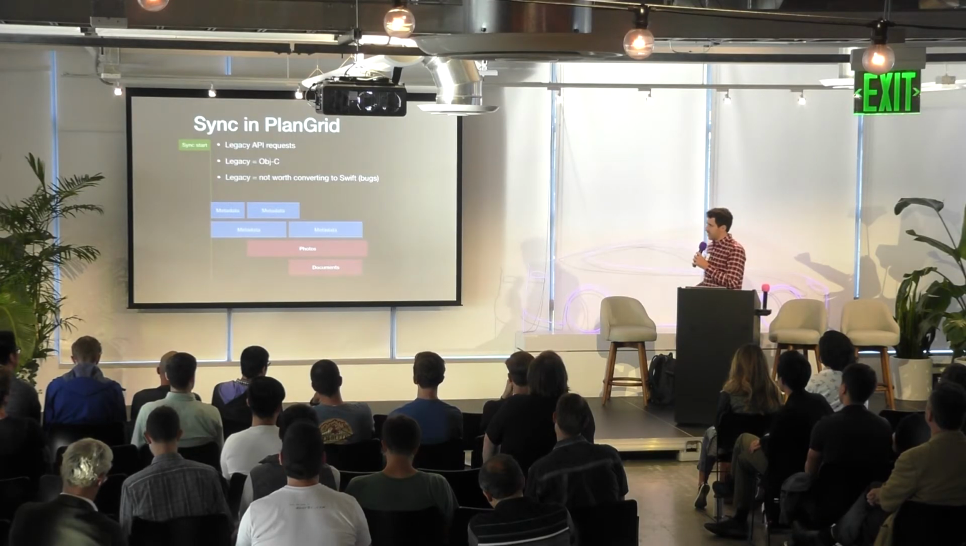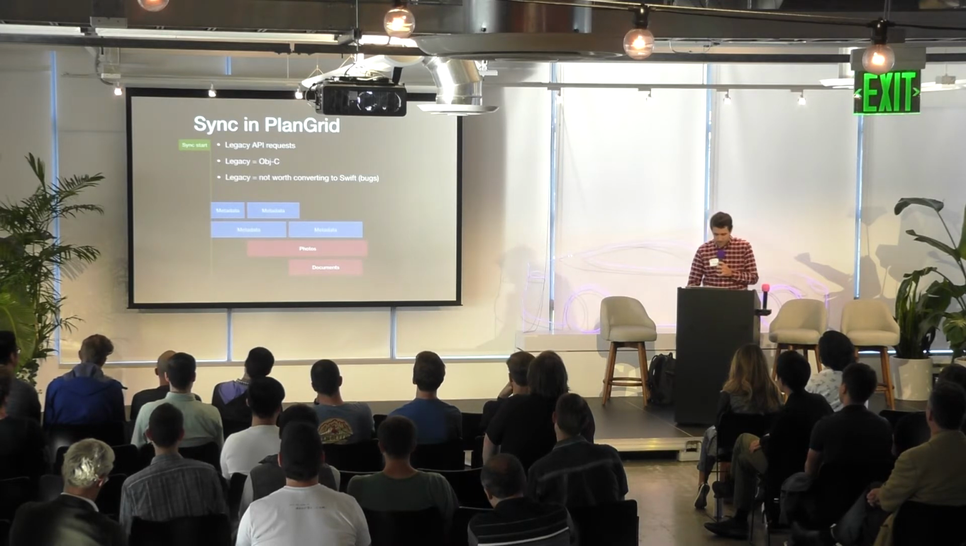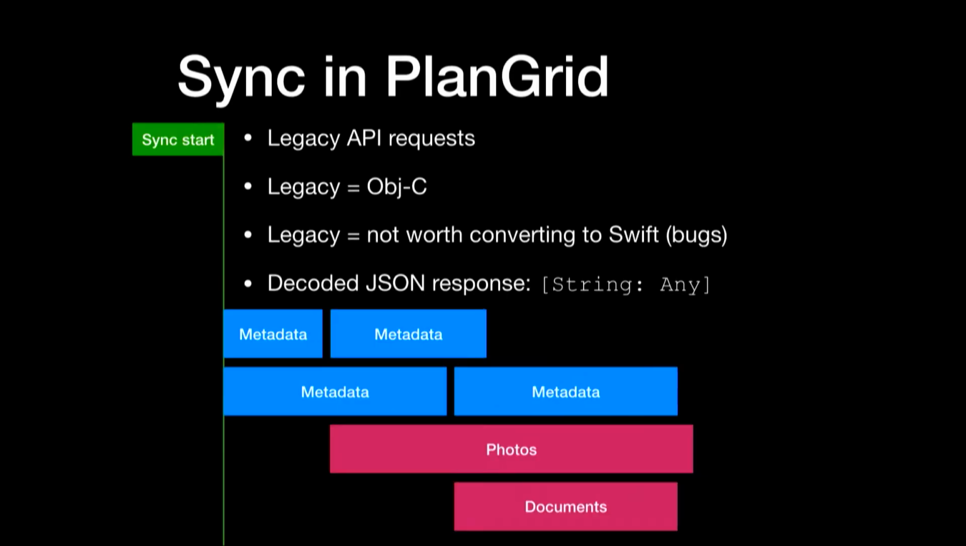So the point here is that this code is staying where it is, and we're going to live with it until we migrate it to the Swift side of the code base. And so that means from the Objective-C side, what we're going to get back are these decoded JSON responses that come down as NSDictionaries on the Objective-C side. And to Swift, this looks like [String: Any].